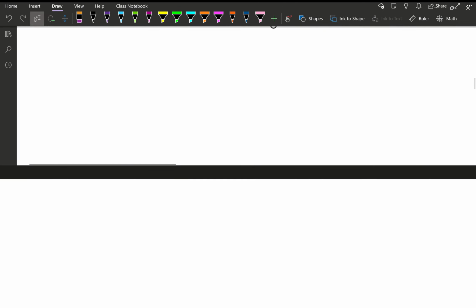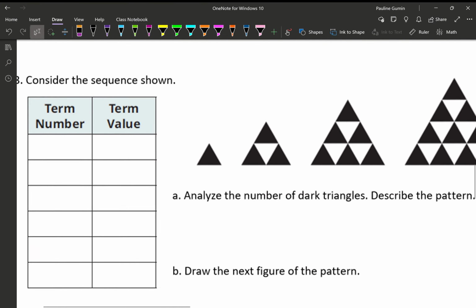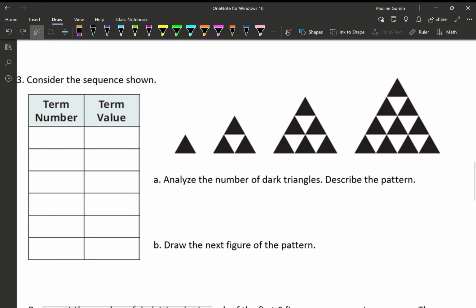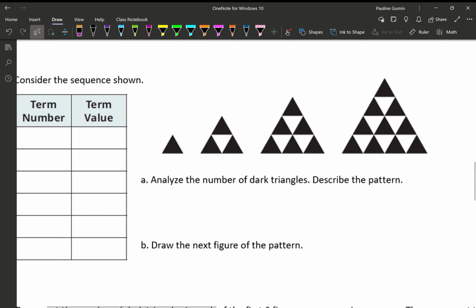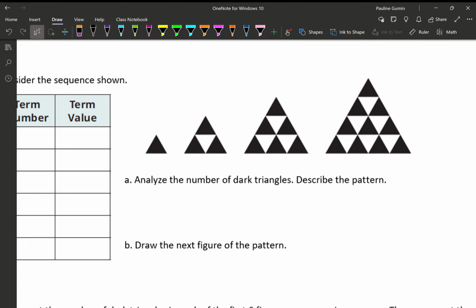Next page. Oh, why is there such a big gap? That's my bad. All right, number 3, consider the sequence shown. Look at the dark triangles. What's happening each time? Now this one's a little harder to describe, but I'll do my best, and so will you. So you should notice that this one has 1 dark triangle. Then it gets 2 more, so now it's 3. So 1, 2. Now there's another row of 3. So a row of 1, a row of 2, a row of 3.